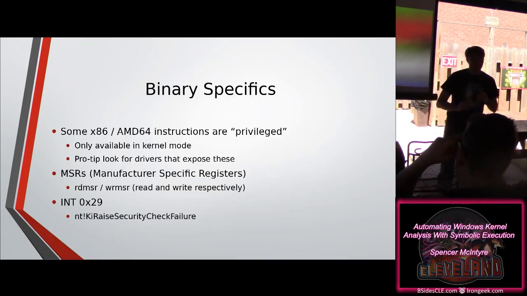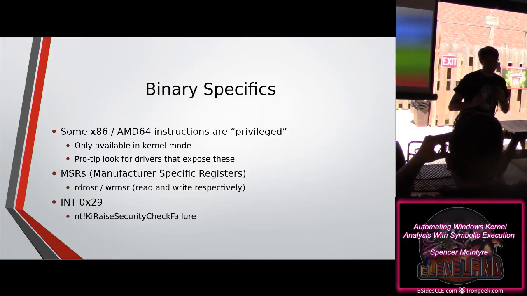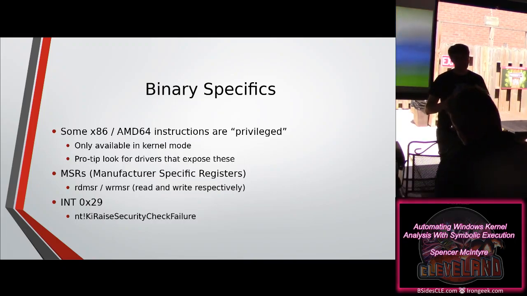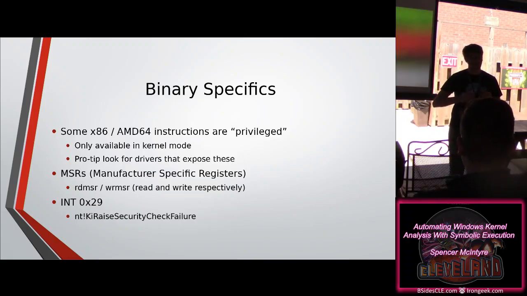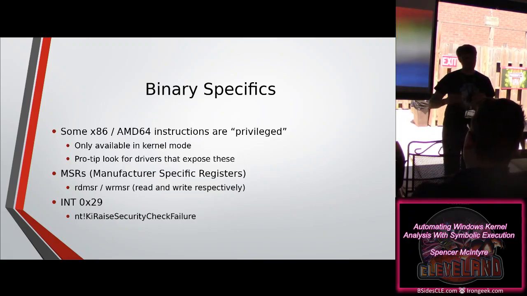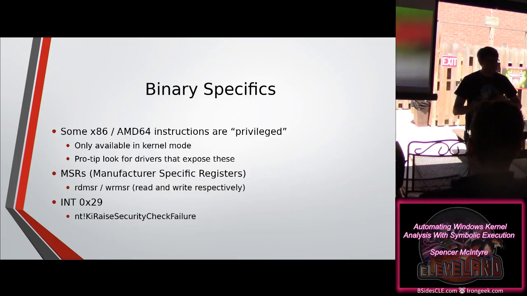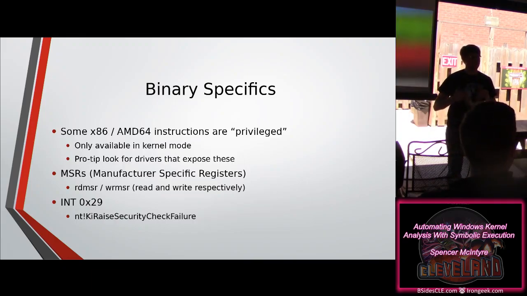Okay, beyond that, there are some binary specifics to some of these different types of code. Some of the instructions are actually privileged instructions. Now, you would never run into these when you're emulating user mode code, because if you did, they would crash. Specifically, the manufacturer specific registers, or the MSRs, have RDMSR and WRMSR calls to read and write to them. These are privileged instructions that are only intended to be executed by kernel mode code. If you run these in user mode, you're going to have an access violation. You're going to have issues because it's going to say you can't do that. This is reserved for privileged code.